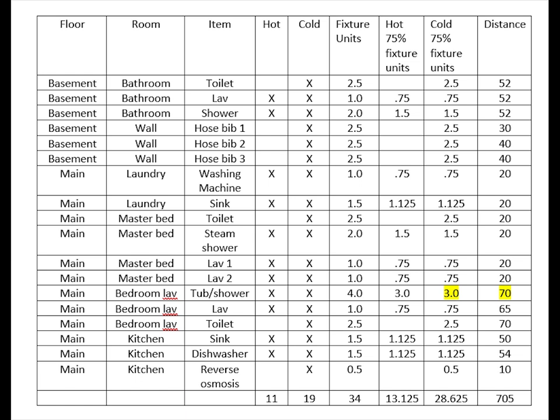The separate cold water and hot water fixture unit valve for fixtures having both hot and cold water connections shall be permitted to be each taken as 3/4 of the listed total value of the fixture. From my table, you can see that my highest fixture unit is 3.0 and my greatest distance is 70 feet.